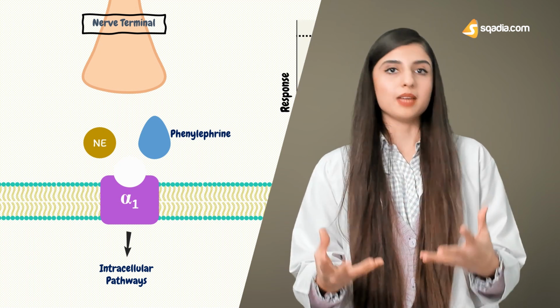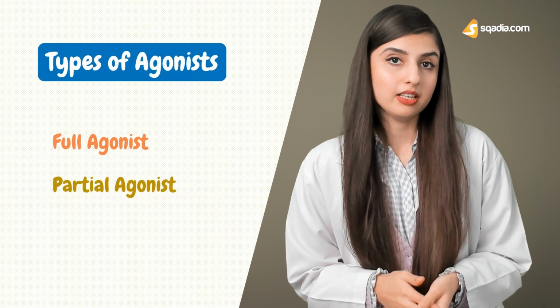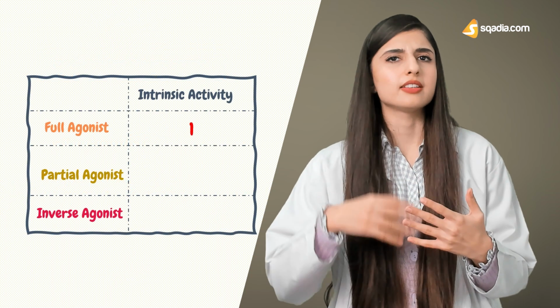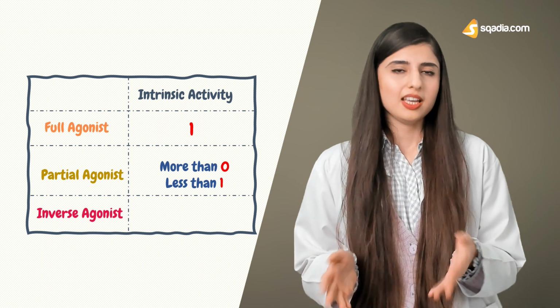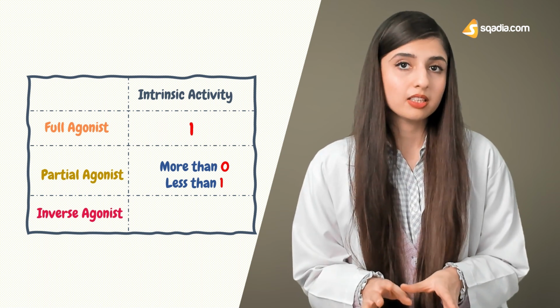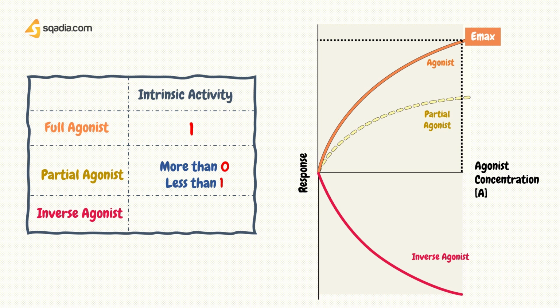Now we're coming to the second type of agonists, which are the partial agonists. Now these have intrinsic activities that are greater than 0, but less than 1. And even if all receptors are occupied, the partial agonists cannot produce the same Emax as the full agonists. However, a partial agonist may have an affinity that is greater than, less than, or equivalent to that of a full agonist. And when a receptor is exposed to both a partial agonist and a full agonist, the partial agonist may act as an antagonist for the full agonist.